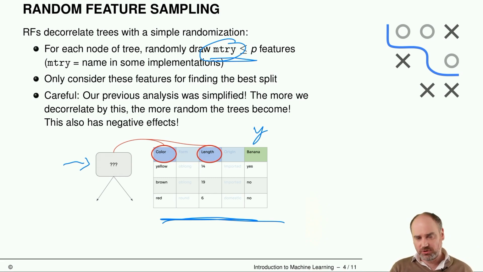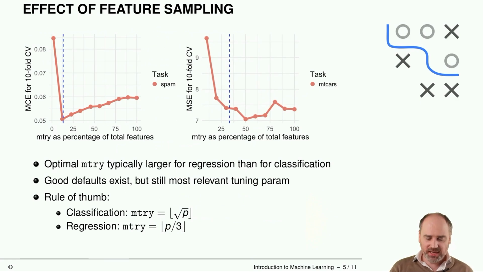I guess for a new node, you're going to sample again, but this makes the trees fairly random, and this will also have a negative effect if you overdo that. But hopefully there might be something like a sweet spot in the middle where this decorrelation helps to reduce variance, as we discussed before, but the trees are not becoming super random. And this is usually exactly what happens.